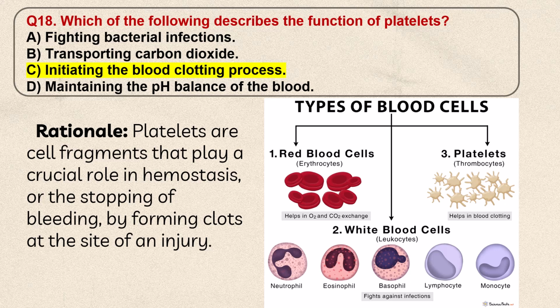As I explained earlier, you can see the platelets are helping blood clotting, red blood cells are helping in the transport of oxygen and carbon dioxide, and white cells are helping in fighting against infections. So the platelets are cell fragments that play a crucial role in hemostasis, or stopping of bleeding, by forming clots at the site of injury.